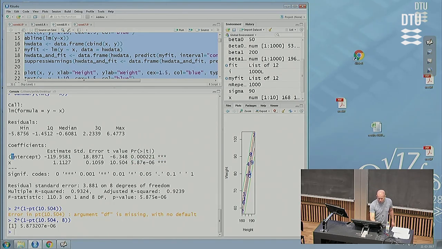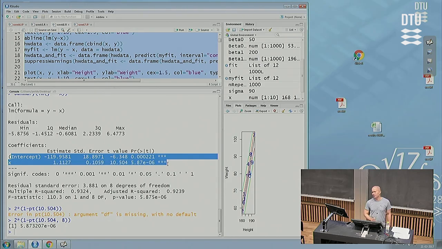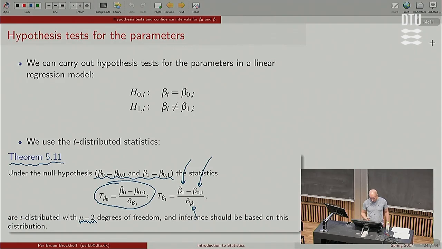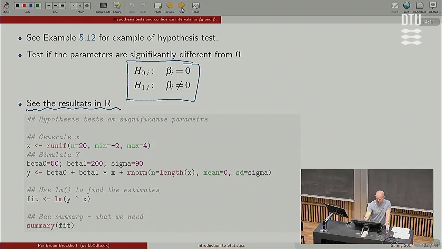It can be done also for the intercept, but it's not very interesting to test whether our weight at 0 centimeters is 0. I don't care about that. So very often intercepts are not so interesting, actually. They're just there to make things match up somehow. That was hypothesis testing.